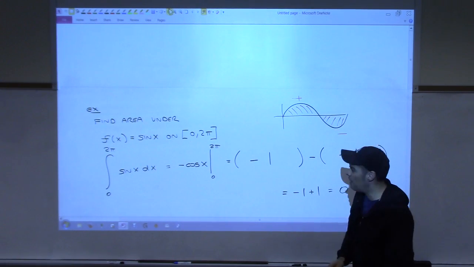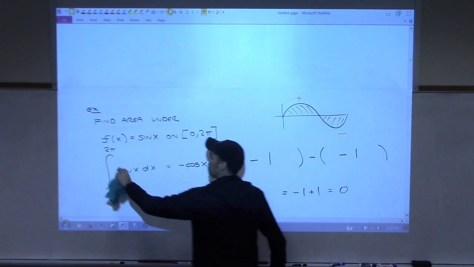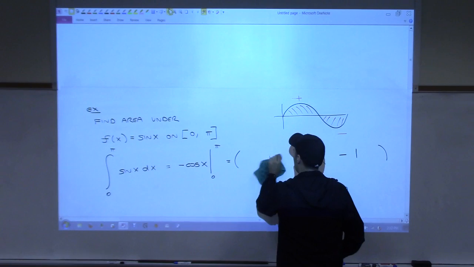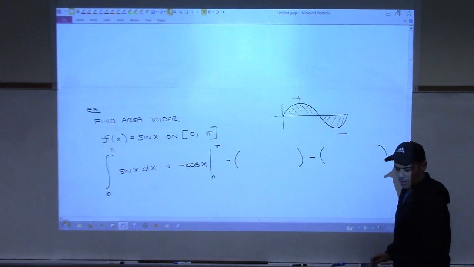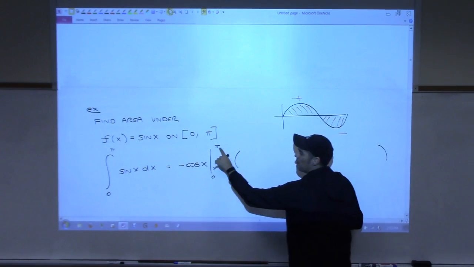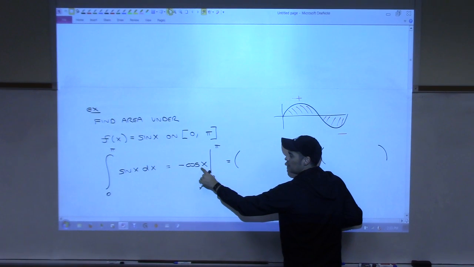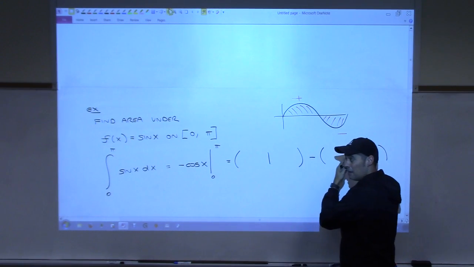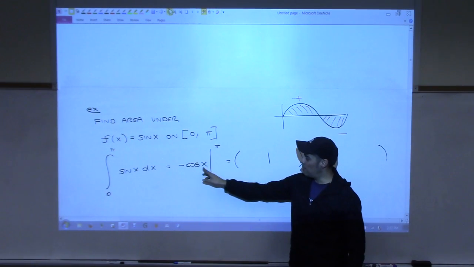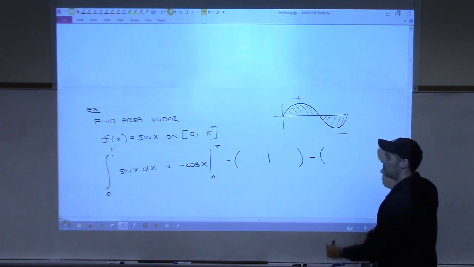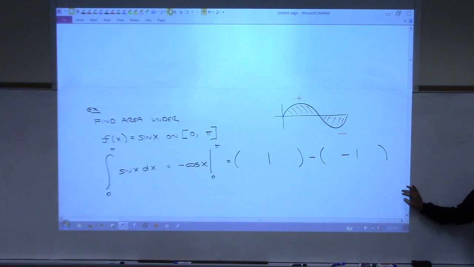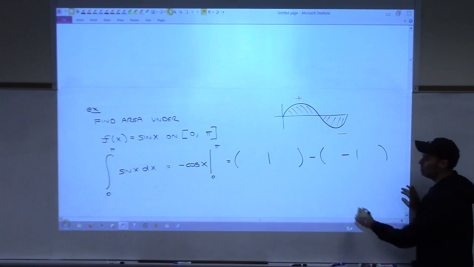So how would this change if I went from 0 to pi instead? This would change, right? How would that go? What's cosine of pi? No. -1, but then it's negative. So this is +1, right? And if I plug in 0, we already did that, right? That came out to be -1 here. Now you're going to have 1 plus 1, which is going to give you 2.